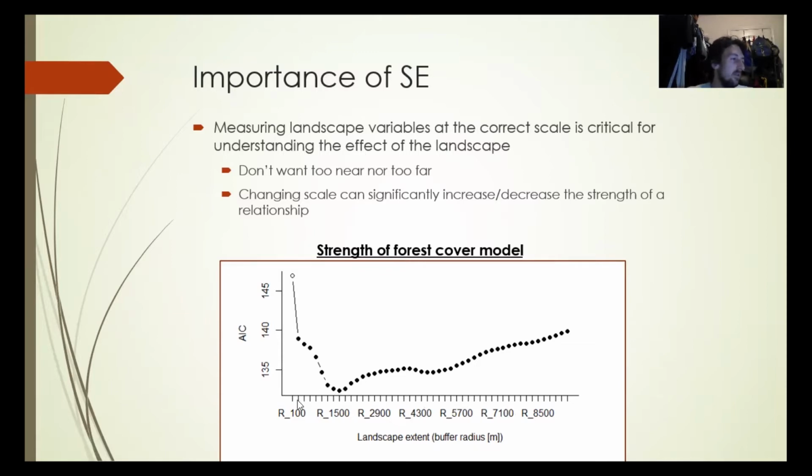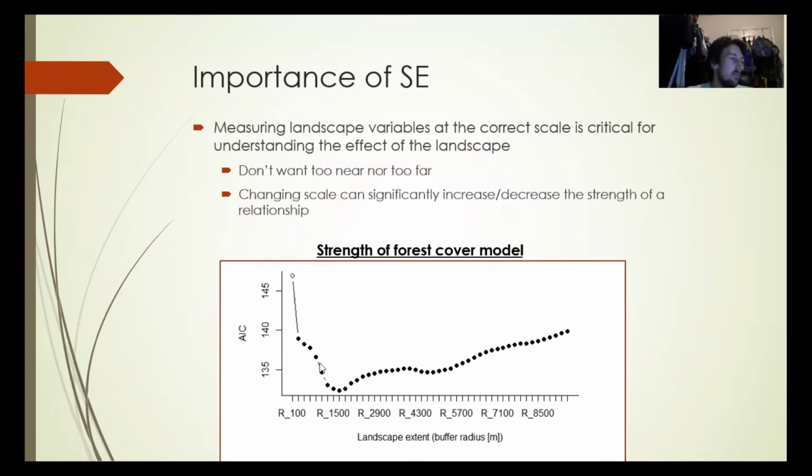In this graph, this is just a bunch of different models using the landscape measured at different buffer radiuses, going from 100 meters around each focal point to about 10,000 meters, so 10 kilometers, around each focal point. Then we use model comparison techniques to determine which of these scales best explain how abundant rabbits are at a particular point. And for those familiar with AIC, where lower is better, you'll notice that the difference between the very best score and the very worst score is very significant.